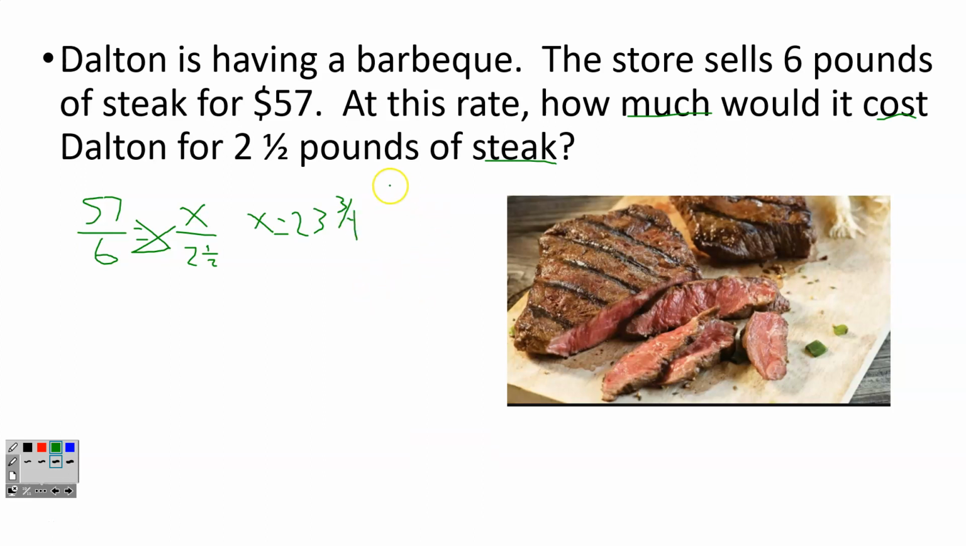So now how much would it cost? $23 3/4 of a dollar, which if you turn it into a decimal would end up being $23.75. Or you could do a unit rate. So do 57 divided by 6, which gives me an answer of 9.5 or $9.50 per pound. And then times that by 2.5. And you would get an answer of 23 3/4, which is the same as $23.75.